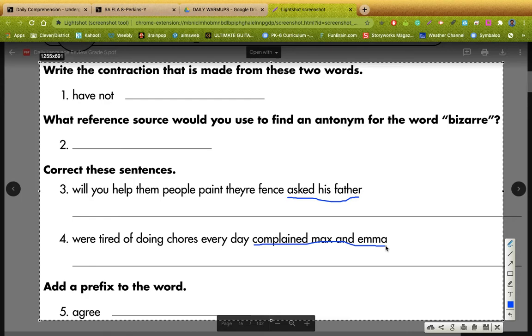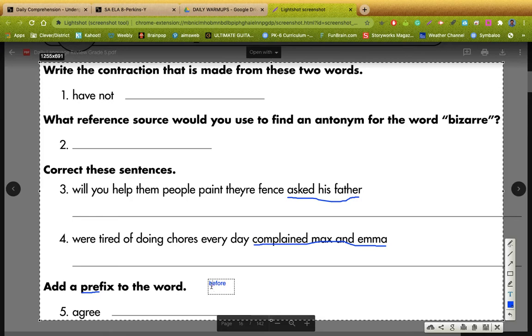Okay, and then number five is add a prefix to the word. And we have the word agree. Now remember, a prefix, look at the word pre. Prefix has a prefix on it. Pre means before. So I'm going to type that in. Pre means before.